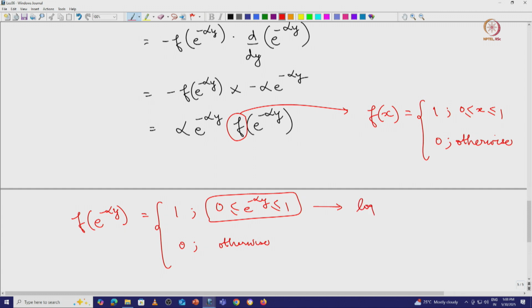So then the log of 0 will be less than or equal to minus alpha y, which will be less than or equal to log of 1, and I am able to do this because log is a strictly increasing function. So if I take this inequality and apply log to every term, the inequality will be maintained because this is an increasing function. So log of 0 is now minus infinity, so that is less than minus alpha y, and log of 1 is simply 0.